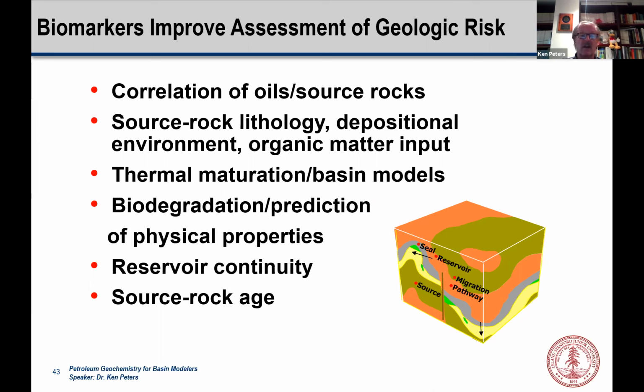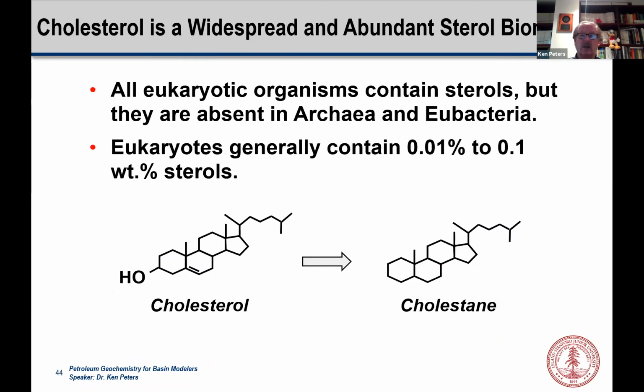And some biomarkers even have age significance because they're coming from organisms that lived at specific times during the geologic past. So I'll give you a quick example of some of these. This is our cholesterol story. All eukaryotic organisms contain sterols, right? They're absent in archaea. They're absent in eubacteria, right? But they're abundant. This doesn't look like a big number. Eukaryotes generally contain 0.01 to 0.1 weight percent sterols, but that actually is a big number.